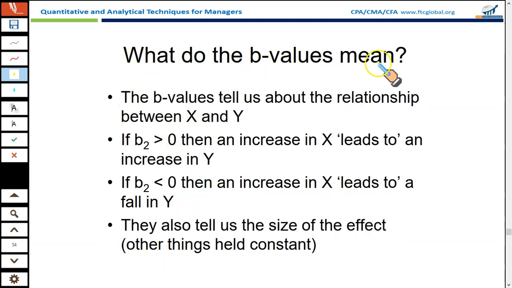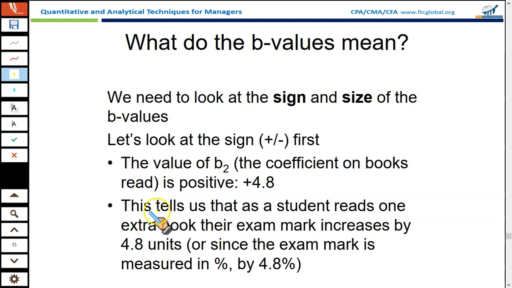What do the B values tell us? B values tell us the relationship between X and Y, whether it's positive or negative. If B2 is greater than 0, then an increase in X leads to an increase in Y. If B2 is less than 0, that is negative, then an increase in X leads to a fall in Y. And they also tell us the size of the effect. For example, in our case, every one book read results in a 4.8% increase in your score. So this tells us that if B is 4.8 positive, every one book gets you 4.8% extra score, and this is what I've been saying for many days.